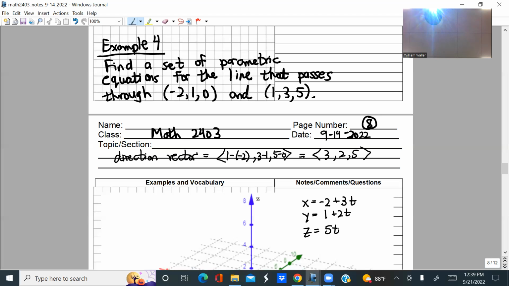So the symmetric equations are also easy to write down, right? You would have x minus minus 2, using this point, over 3 is equal to y minus 1 over 2 is equal to z minus 0, which is just z over 5. So there are the symmetric equations for that straight line.